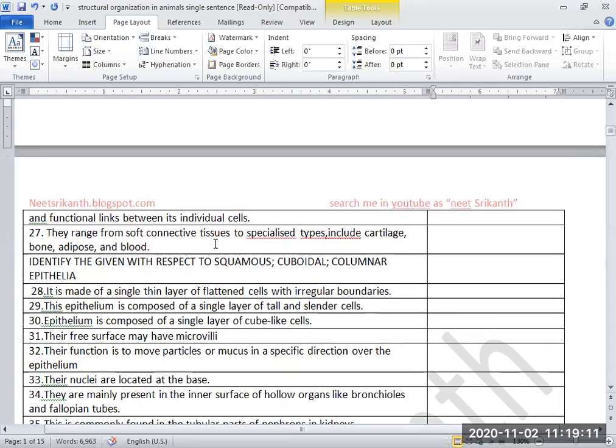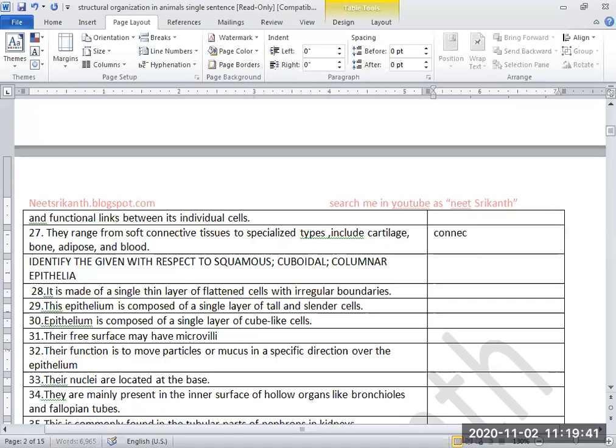Okay, they range from soft connective tissues to specialized types that include cartilage, bone, adipose, and blood. The tissue which ranges from soft connective tissues to specialized types includes cartilage, bone, adipose, and blood. We have four options: epithelial, connective, muscular, nervous.